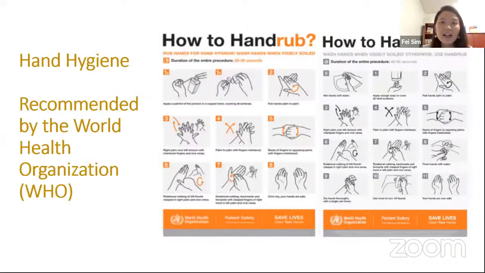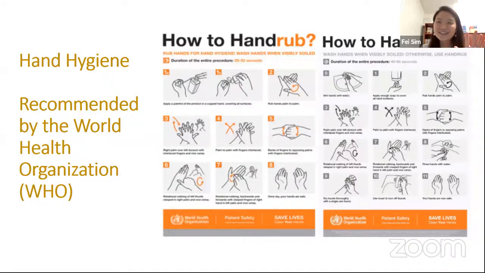Okay, so the next slide I want to talk about is in relation to hand hygiene. This is actually available from the World Health Organization. The World Health Organization recommends a particular way of how we wash our hands. Very interestingly, can I ask the question: before you eat something, you go and wash your hands. How long do you think it normally takes for you to wash your hands?